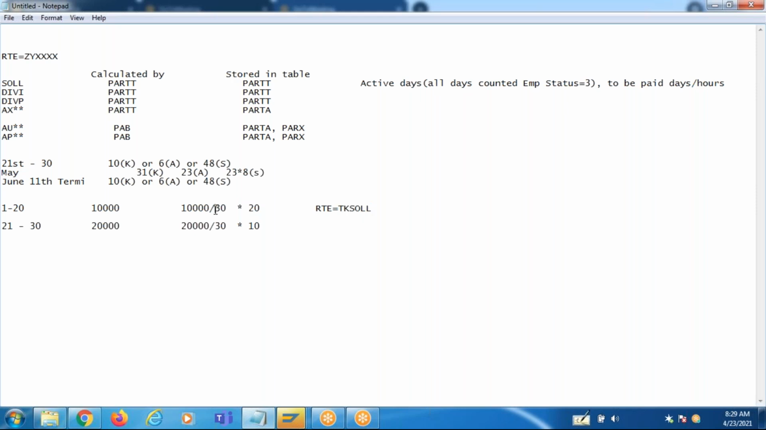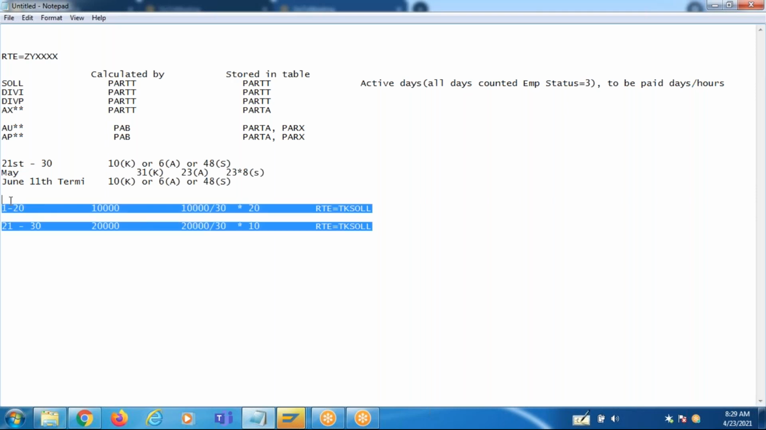Now, what is this 30? In April, it is 30. In May, it is 31. In February, it is 28. Right? Okay. Now, the client wants this to be a working days formula.